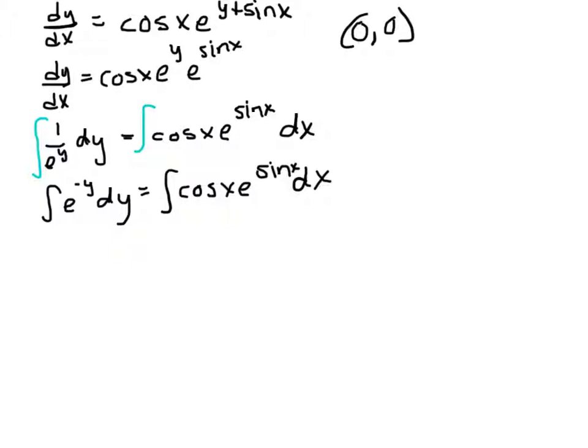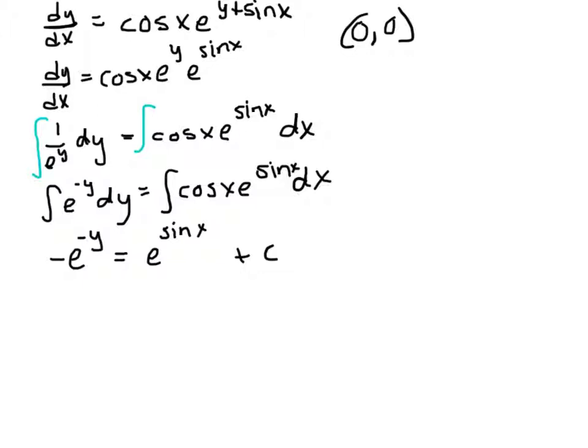E to the negative y dy, the integral of that would be negative e to the negative y, equals the integral of cosine x e to the sine x dx, which is just e to the sine of x, and we'll add in our constant. Note that the derivative of e to the sine x would be e to the sine x times the derivative of sine, which is cosine. But we're not finished. We still need to solve for y.